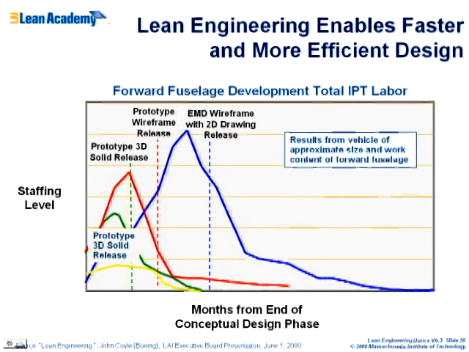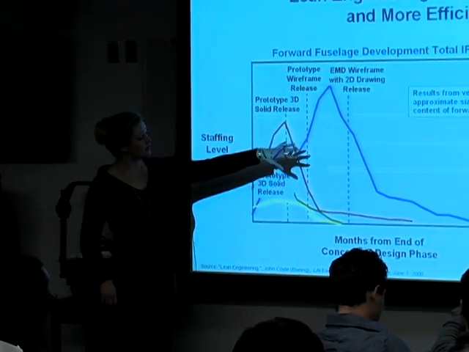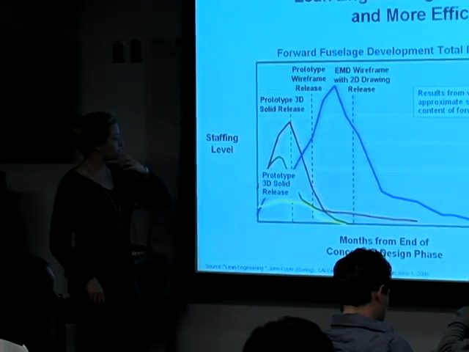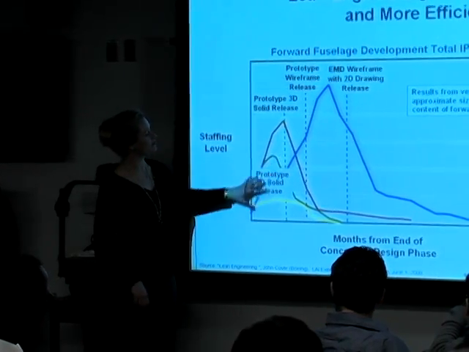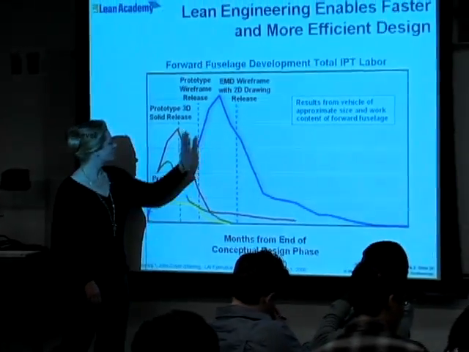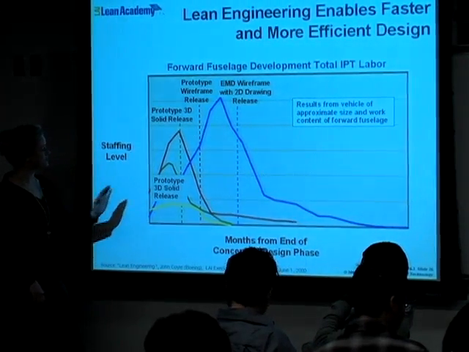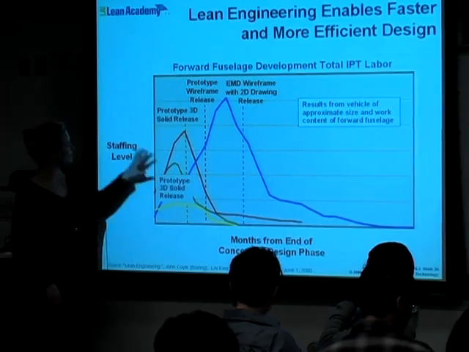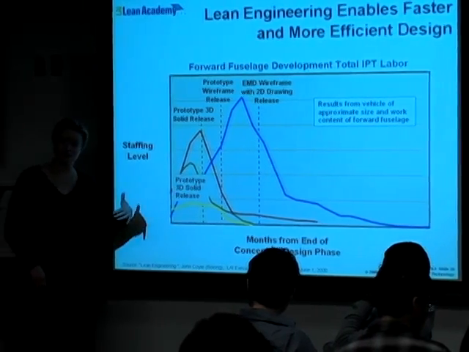This is another example of how better engineering tools help reduce some of the associated costs. On the y-axis here we have a staffing level, and on the x-axis we have months from the end of the conceptual design phase. This shows the design and IPT labor that was required for vehicles of comparable sizes. What you see is that as we slowly introduced different and better lean engineering tools, we were able to reduce the staffing level and shrink the time required to accomplish that milestone.